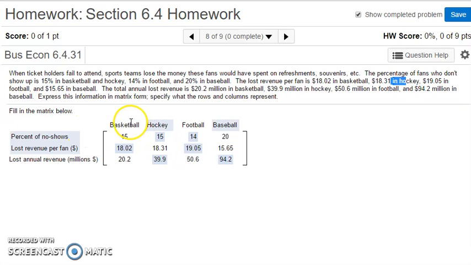It's the same thing. Percentage of no-shows in basketball is 15. My next is hockey as well. Percentage of no-shows in hockey is also 15. In football, percentage of no-shows is going to be 14. Same thing is going to happen to lost revenue. Lost revenue for a fan in basketball is $18.02.